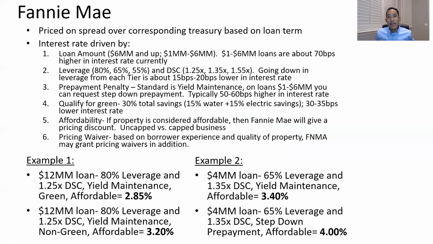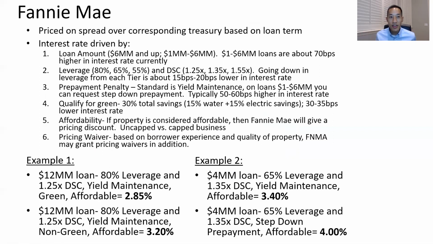And let's move over to Fannie Mae now. So Fannie Mae, similar to Freddie Mac small balance, it's going to be priced on a spread over the corresponding Treasury, right? So we saw the 10-year Treasury chart on the previous slide, but a little different here.